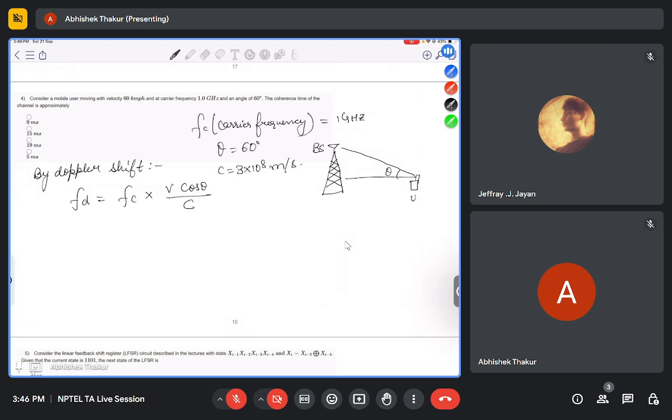Now we can find directly the Doppler frequency, and this 1 gigahertz is 1 into 10 to the power of 9 hertz. So we substitute all these values and finally we will get the result. The velocity of the user is 60 kilometers per hour. So now change the velocity into meters per second. So it will become 60 into 1000 divided by 3600 meter per second.